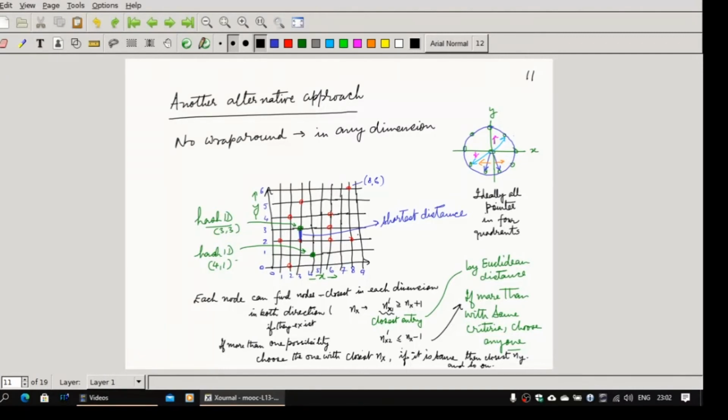Okay, so we will find out nx1, for example, or if nx is the value of the current node, then nx1 prime has to be found such that it is greater than or equal to nx plus 1, and the overall entry is such that the Euclidean distance with that node is closest. And if there is more than one possibility, choose the one with the closest value of nx. If nx is also the same, then choose the closest value of ny, and so on. So that precedence has to be also specified.